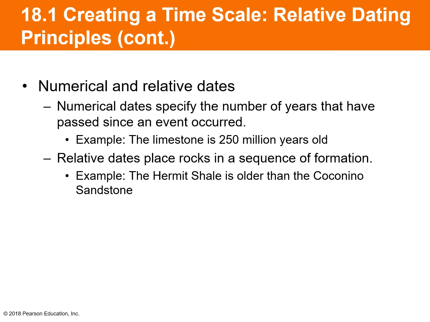And then relative dating simply places rocks in a sequence of formation. For example, you might say that the Hermit Shale Formation is older than the Coconino Sandstone Formation. And we'll talk about how to determine the relative dates of rock formations as well as the numerical dates.